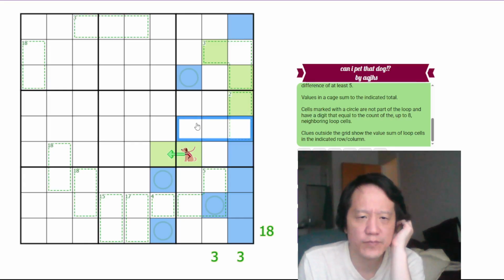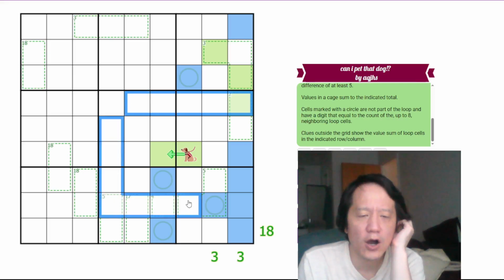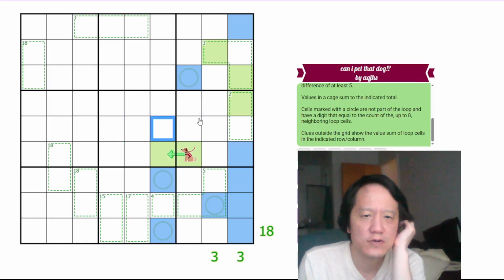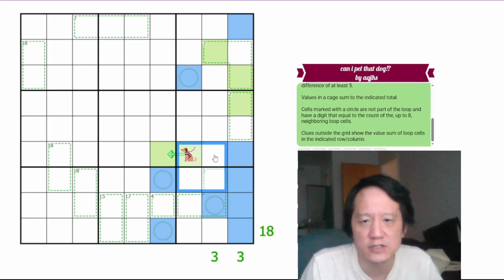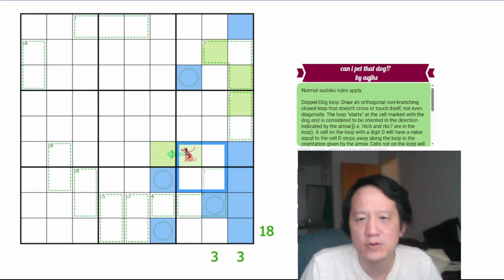And it just can't... oh, it could go... well, no, but it doesn't cross itself. I'm so confused. So this cannot go on the loop. It has to be on the loop here. But this would touch itself if it's on the loop.